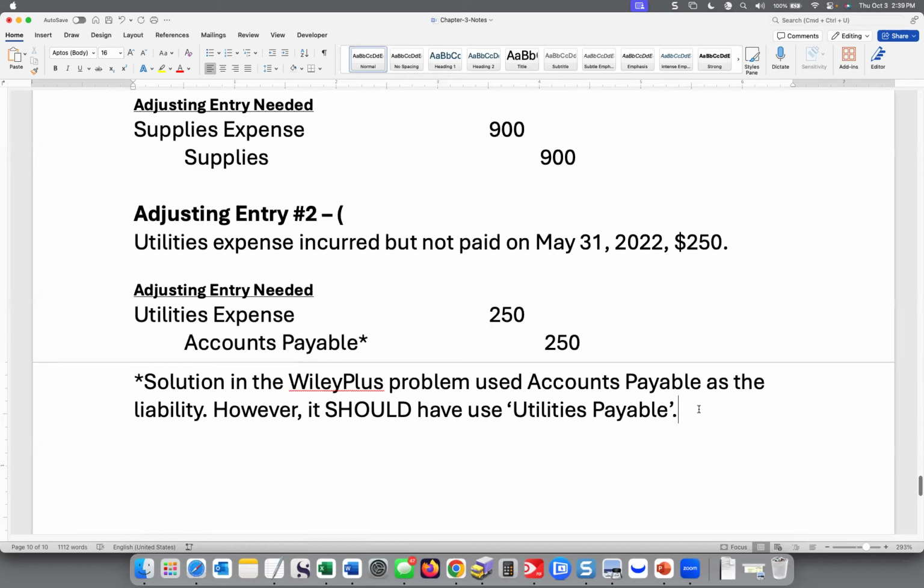So, because that should be utilities payable. But at least in my notes, I clarify that so you don't get confused. Why is it accounts payable in that problem, but the next problem they use utilities payable? All right. So there it is.